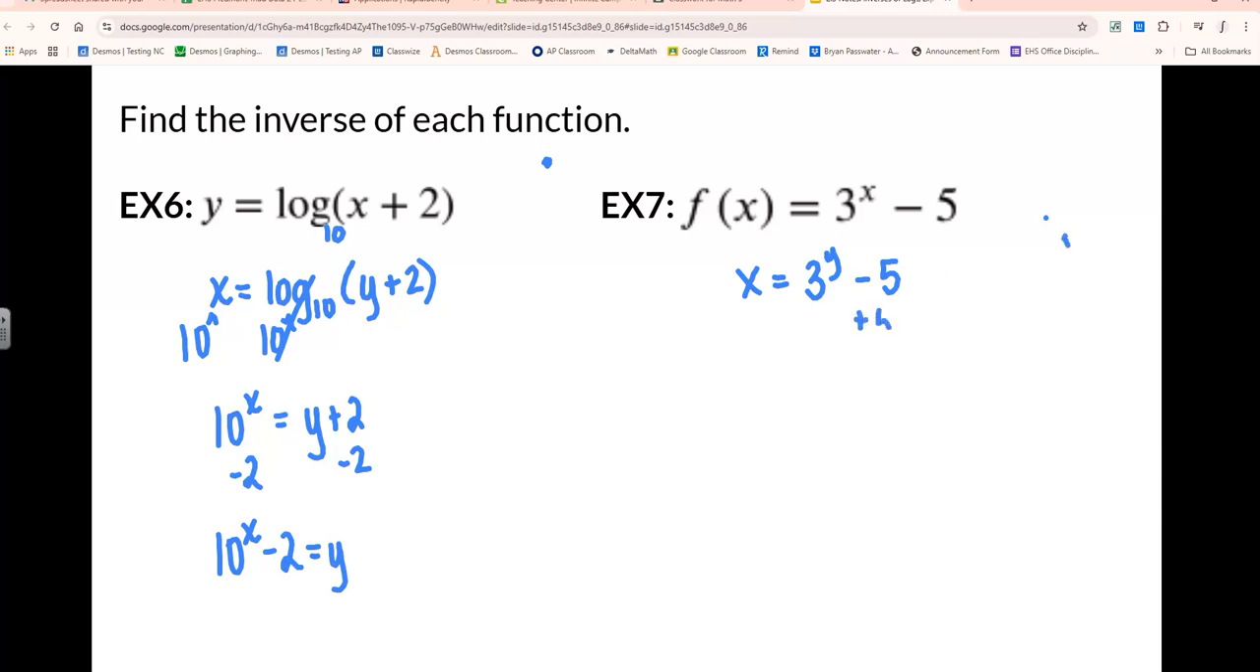All right. We're going to add the 5 right here. We get x plus 5 equals 3 to the y.